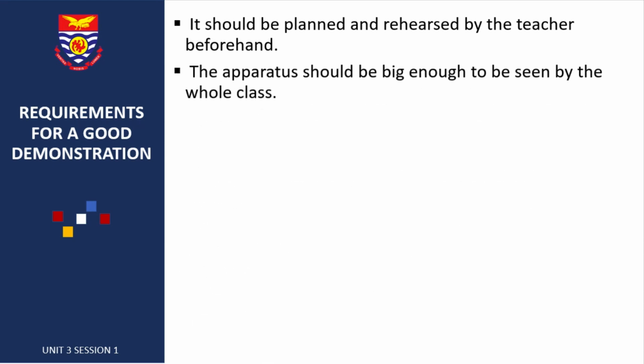The apparatus should be big enough to be seen by the whole class. Demonstration is a method, but you, the teacher, will be the one performing for the whole class. So imagine a large class where everybody has to see what you are doing, yet you select apparatus that are not big enough. Then it will only favor those in front. Those at the back wouldn't see anything.